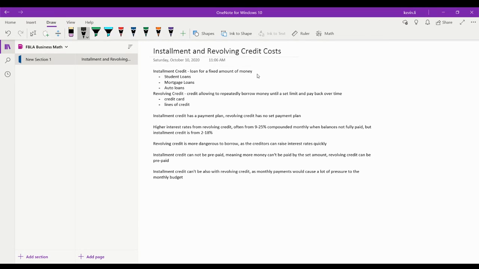So installment credit is a loan for a fixed amount of time, and you have to pay that money back in that specific amount of time. So the examples here are student loans, mortgage loans, and auto loans.